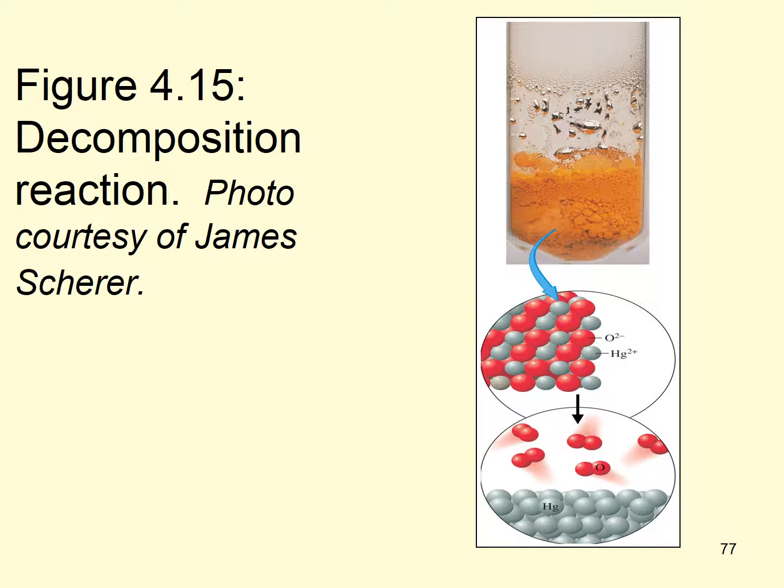Here's a picture of the mercury oxide breaking apart into mercury liquid. Up here, the silver, you can see the mercury liquid, and then the oxygen is the bubbles kind of forming. And the orange stuff is the mercury oxide.